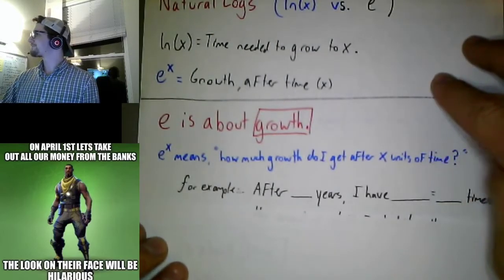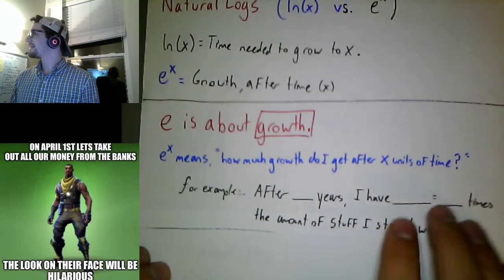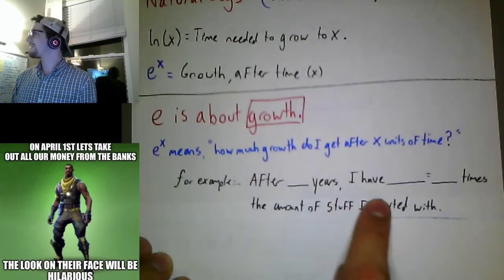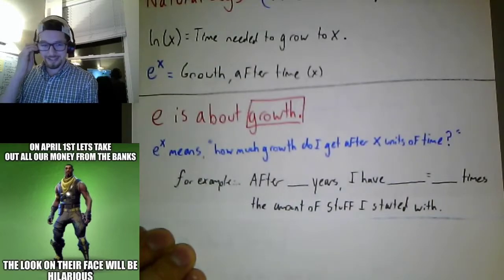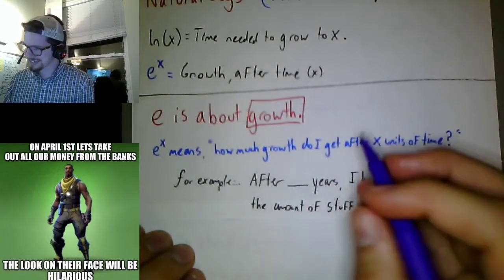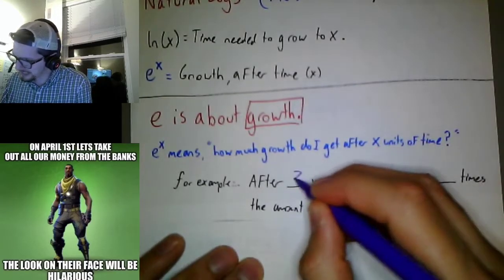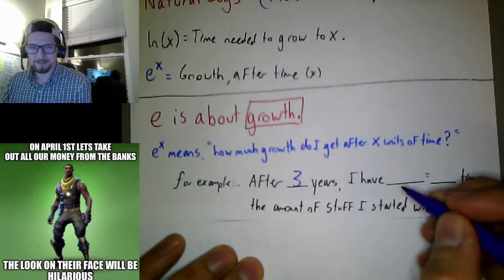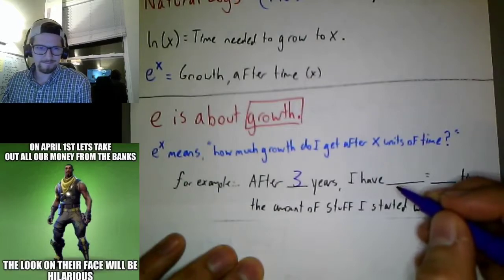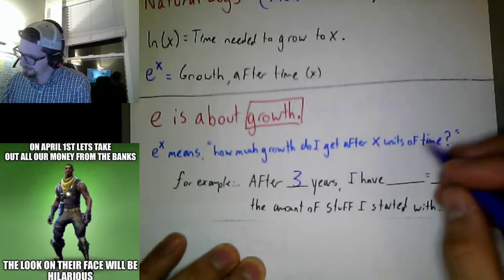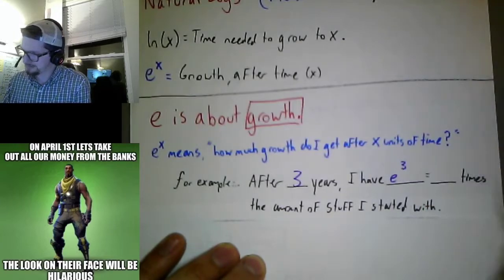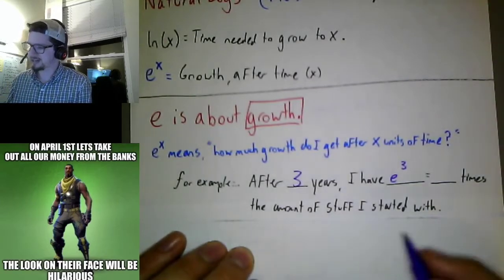For example, after so many years, I got to fill this in so you're not hopelessly confused. Let's fill this in. So, for example, after 3 years, okay? After 3 years, I have e to the 3 times the amount of stuff I started with.